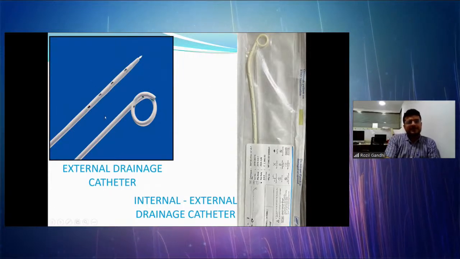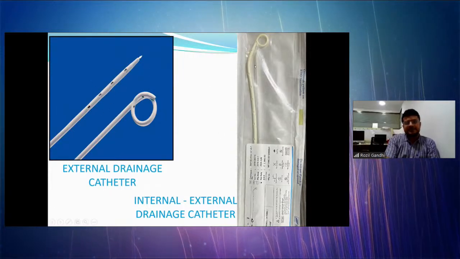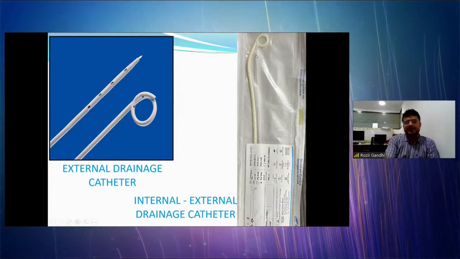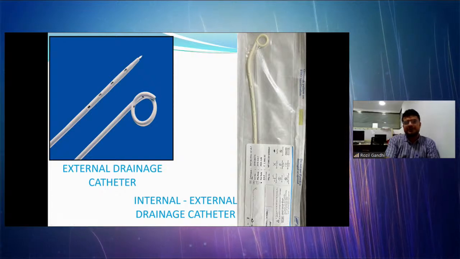This is a pigtail catheter. This is an external drainage catheter. And this is an internal external drainage catheter. If we don't wish to put a stent across, we have this option.